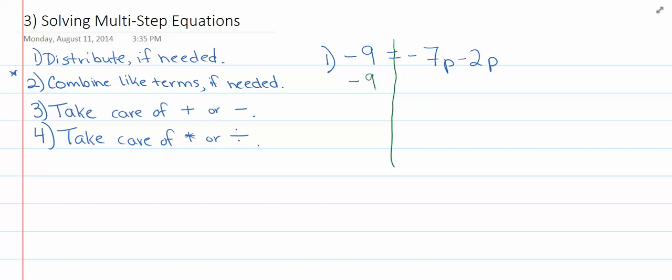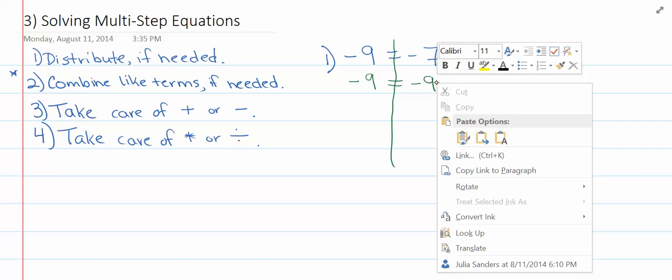So I'm going to keep -9 as is. -7p minus 2p. It's going to be -9p. Remember, if you need to, with subtraction, you are adding the opposite. -7 plus -2 is -9. Next, take care of any addition or subtraction. There is no addition or subtraction here, so you don't need to worry about that. Take care of multiplication or division. This -9 is being multiplied next to the p.